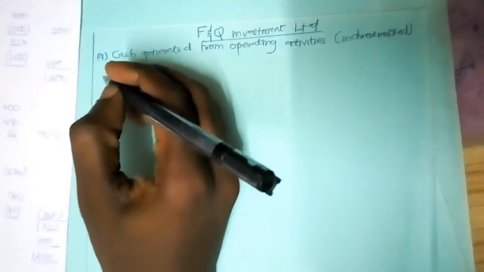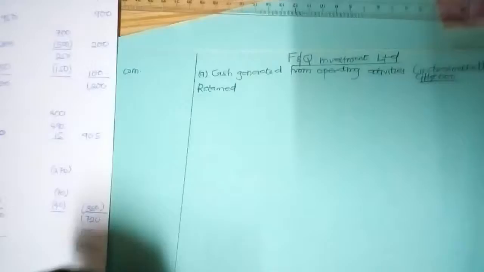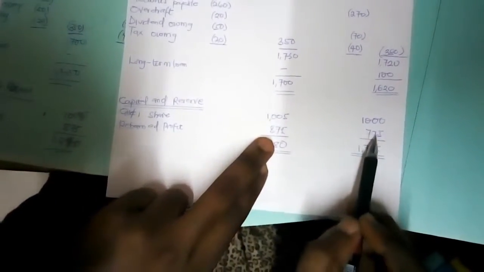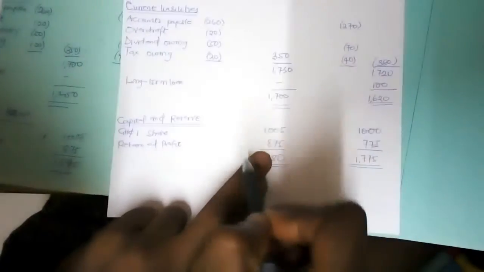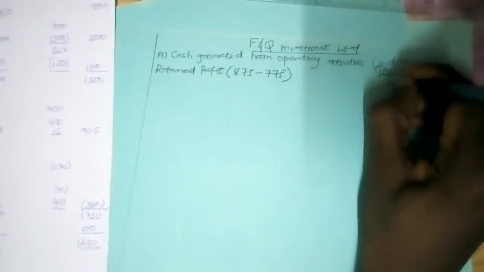The first item that we'll look at is our retained profit. So you write retained profit. Let's get our Ghana cedi sign here. Then you underline retained profit. Now to get the retained profit, this is the retained profit column. You subtract the previous profit from the current profit. So we are going to get 875 minus 775, which will give us 100.